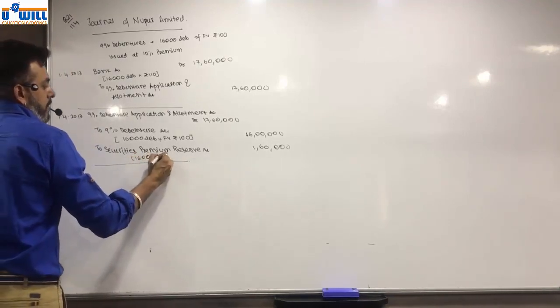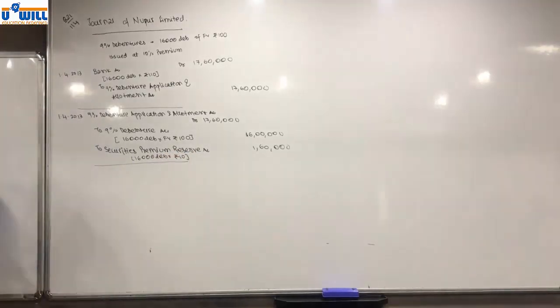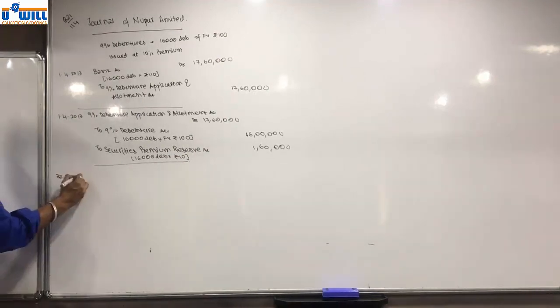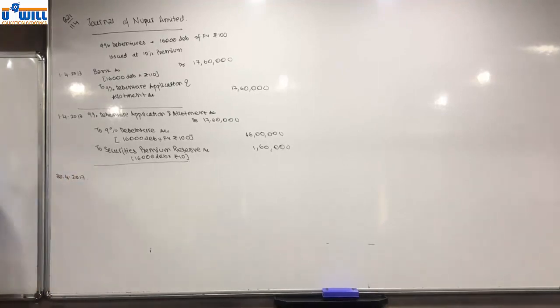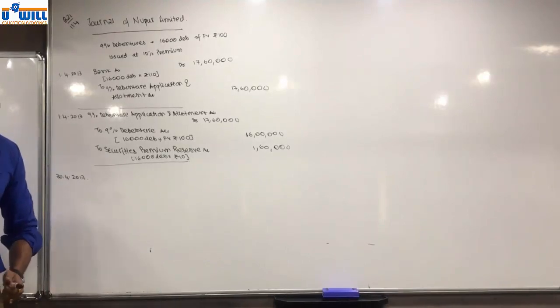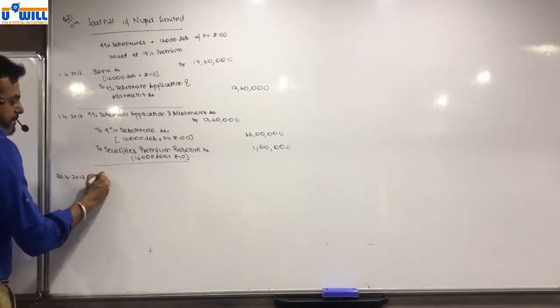16,000 debentures into rupees 10. Now what's the next date? 30th April 2017. कितना इन्वेस्ट करेंगे हम? 15%. So we pass the entry debenture redemption investment account debit to bank account.